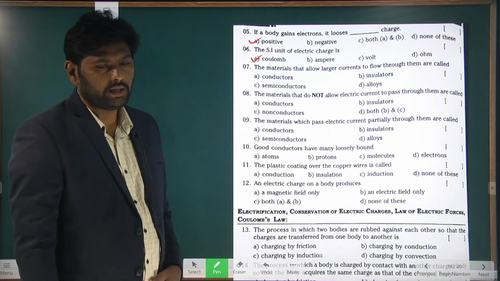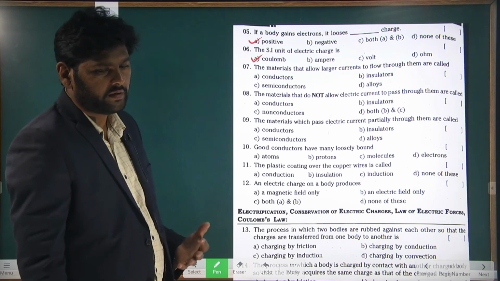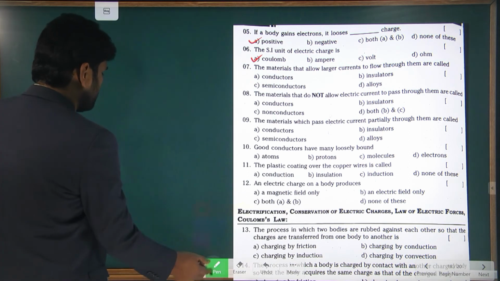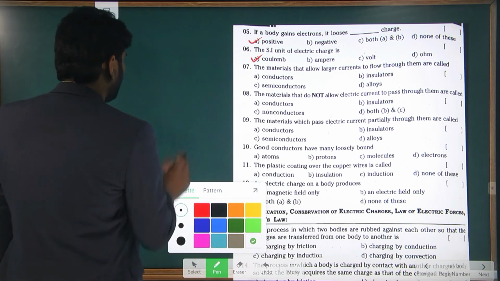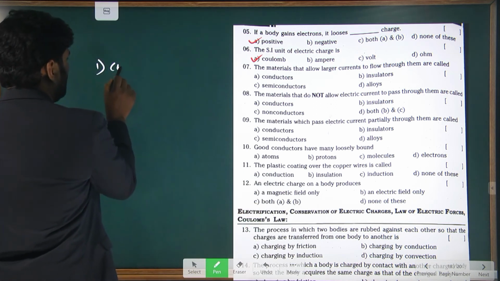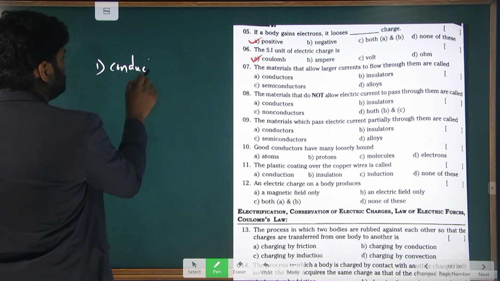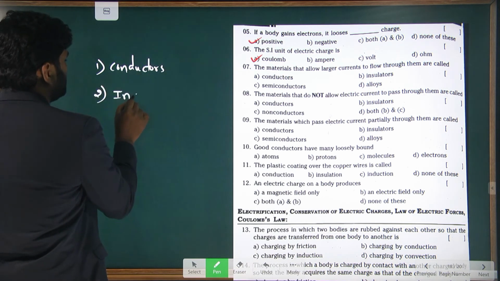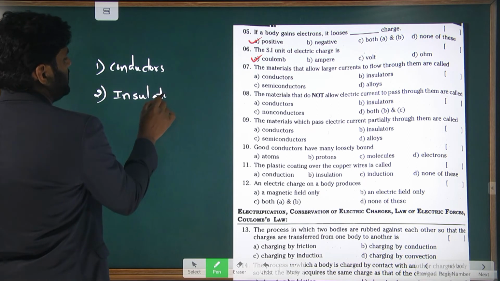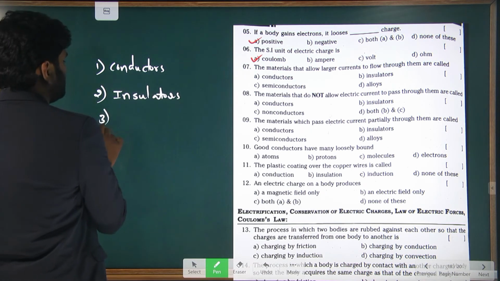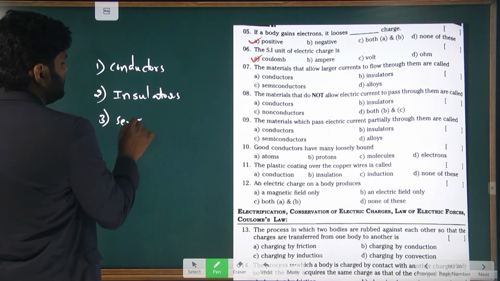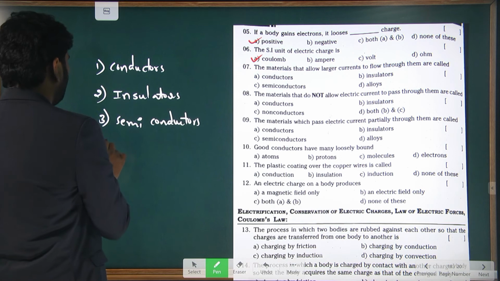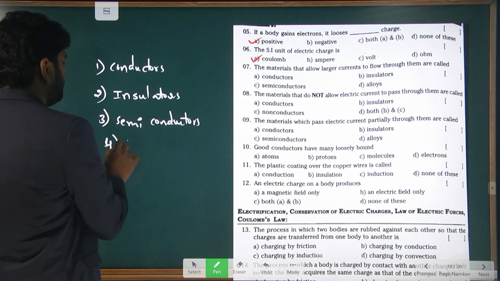Actually, based on the conduction of the charge, materials are divided into 4 types. Let's talk about these materials also, very important. So first one is conductors. Next one is insulators. Third one is semiconductors. And fourth one is superconductors.